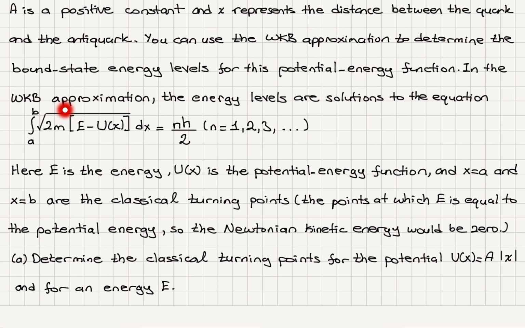In the WKB approximation, the energy levels are solutions to this equation, where E is the energy, U of x is the potential energy function, and x equals a and b are the classical turning points, the points at which E is equal to the potential energy, so the Newtonian kinetic energy would be zero. Part A, determine the classical turning points for the potential energy U of x equal to A times the absolute value of x and for an energy E.